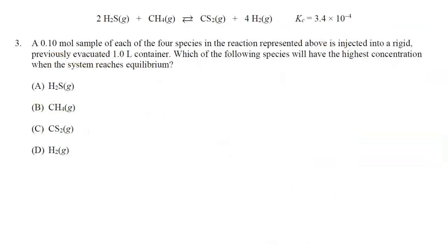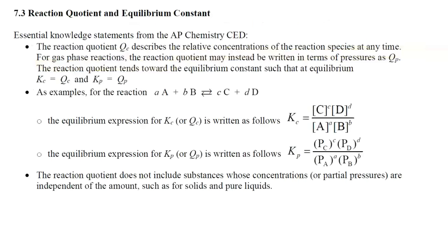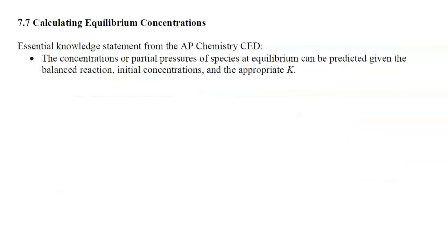Now let's take a look at question 3. In question 3, it says a 0.10 mole sample of each of the 4 species in the reaction represented above is injected into a rigid, previously evacuated 1-liter container. And the question asks, which of the following species will have the highest concentration when the system reaches equilibrium? Now, this question falls under topic 7.3 because we have to compare the reaction quotient Q and the equilibrium constant K. And then this also falls under topic 7.7, calculating equilibrium concentrations.